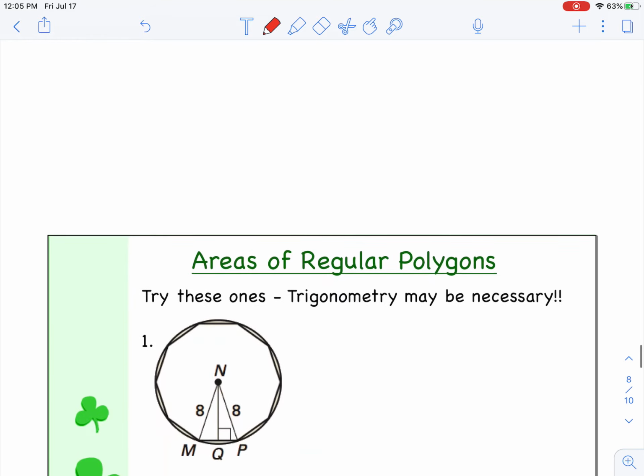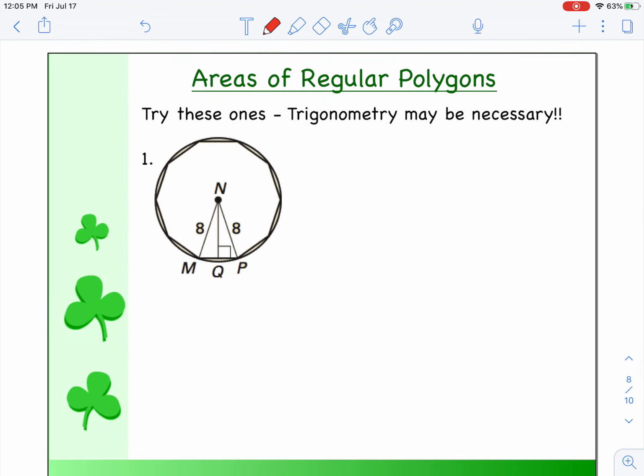I'm going to have you try the other one to the left and see if you can do it correctly. Follow the steps that I did. Rewatch the video if necessary.